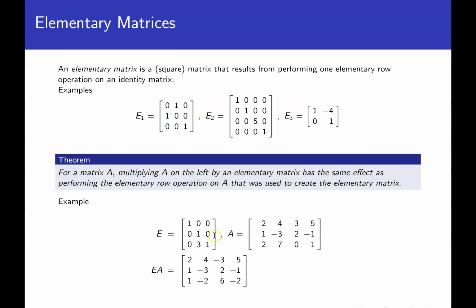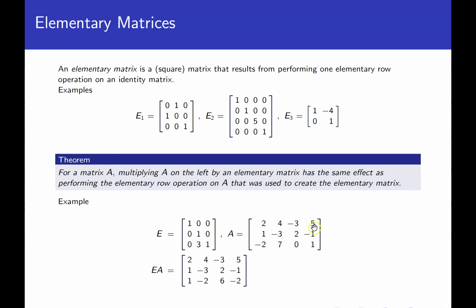So here's an example with what looks like the row operation for multiplying a row by a non-zero constant and adding it to a second row. Here, let's look at this elementary matrix. We've taken row 2, multiplied it by 3, and added it to row 3. And we're going to take this and multiply it by the A matrix.